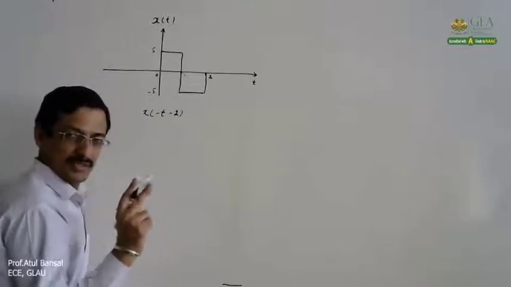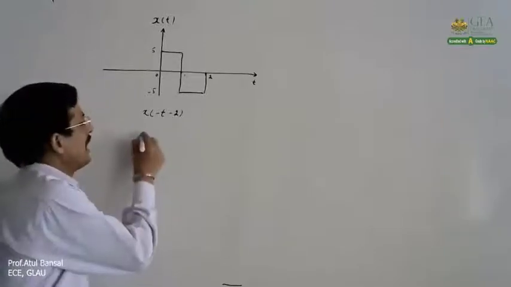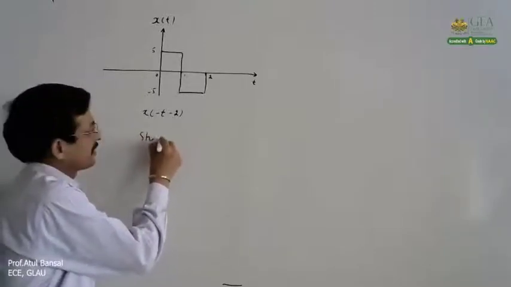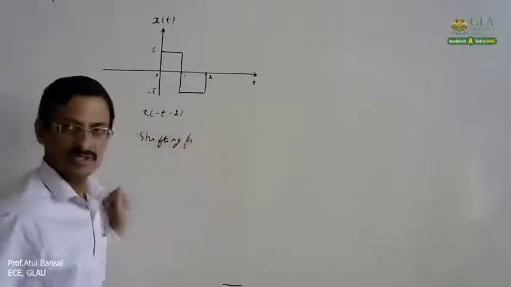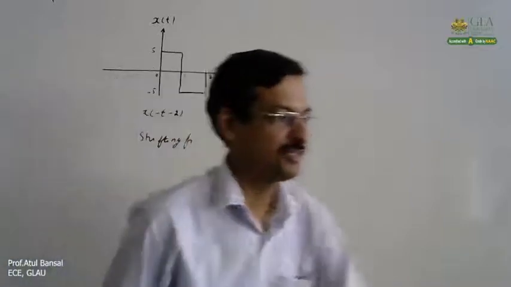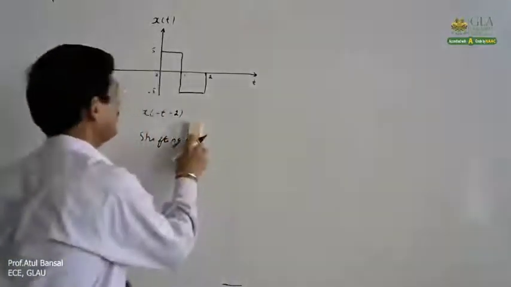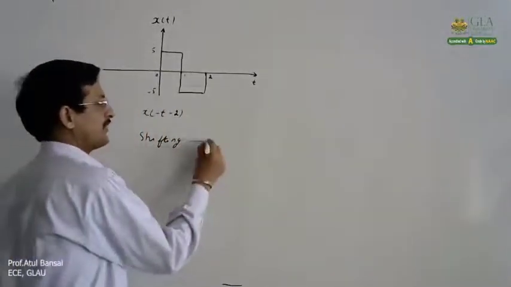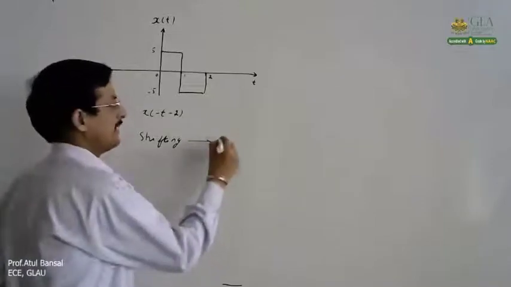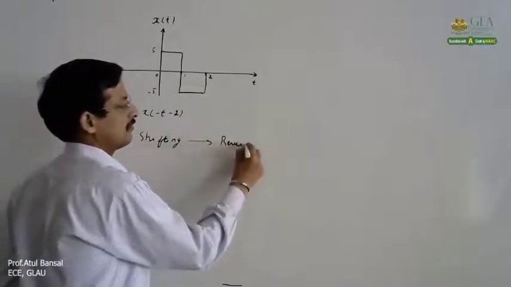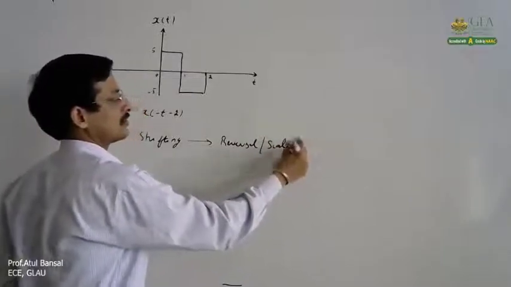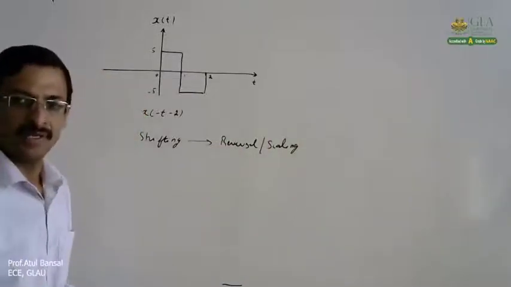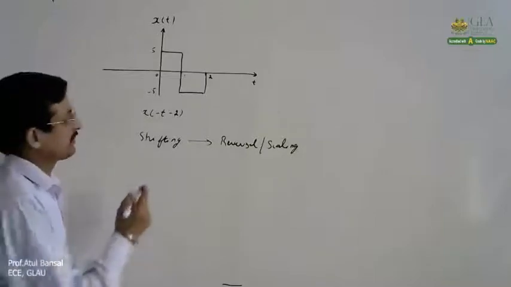So there are two methods. The first simple method is: always apply shifting first. Always apply shifting first, and then after shifting, apply reversal or scale. Let us see how things work.